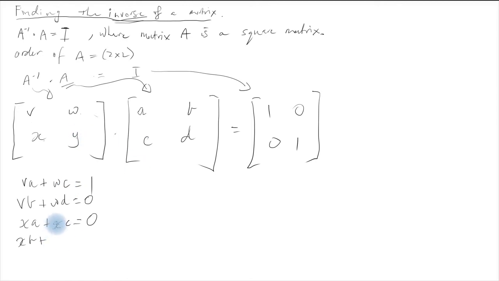Whoops, by the way, this earlier one I stuffed up clearly. That's actually YC earlier. Okay, sorry about that. YD equals 1. Okay, so now what we have is 4 equations and 4 unknowns. So we're able to use our simultaneous equations on this to find out what our answers to V, W, X, and Y are going to be.